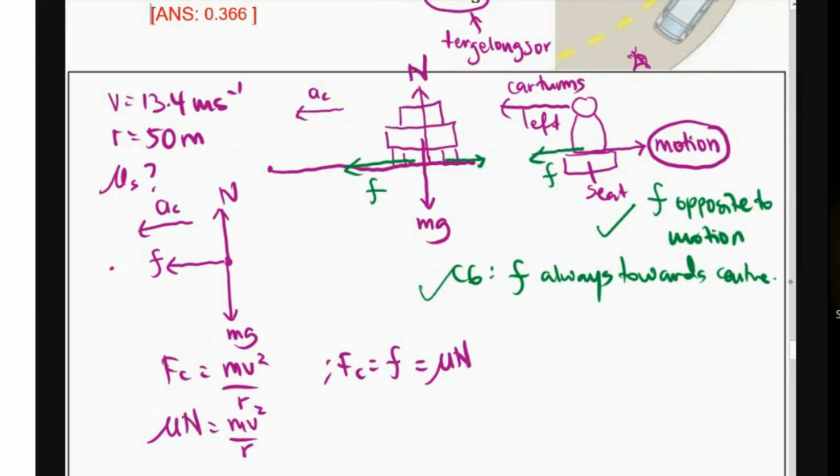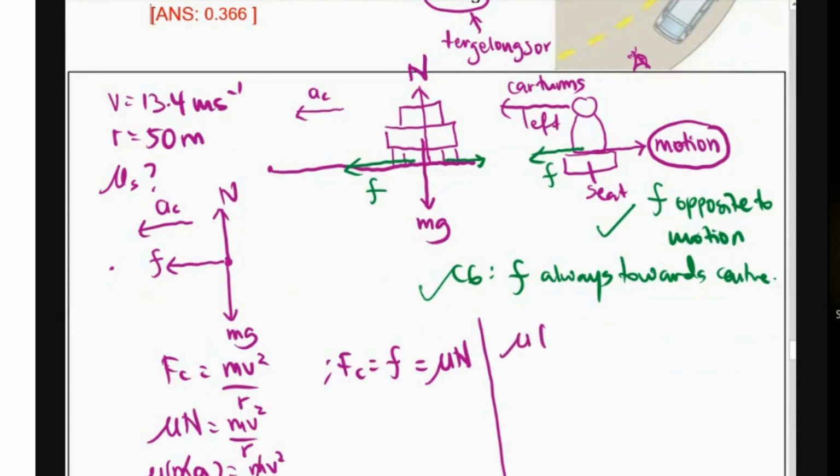N is the normal force, equal to mv squared divided by r. And then you know that N is along the y-axis. So N is equal to the weight, okay, because they are in opposite directions with the same magnitude. So you can put N here as the weight, mg, equal to mv squared divided by r. So you see that on the left and the right side, there is a mass that can be cancelled out. So you can find the mu.